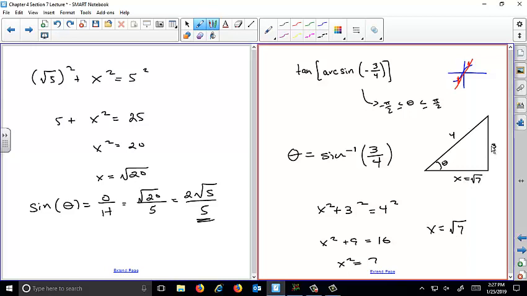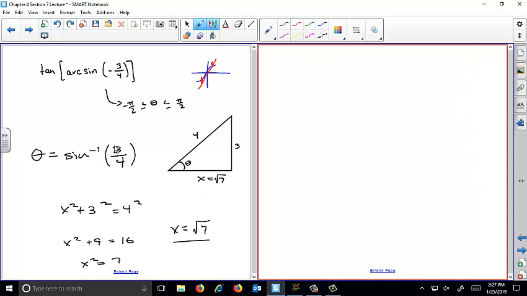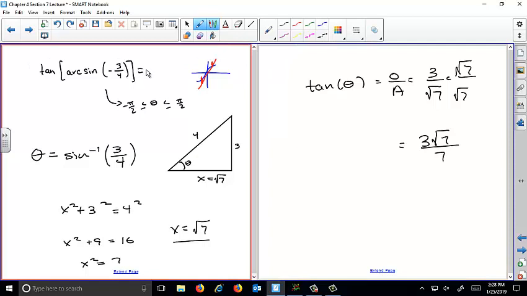3 squared plus the square root of 7 squared is 16. The square root of 16 is 4. So that's what that is. So if I want to take the tangent of theta now, now that I have all three sides defined as far as their length is concerned, the tangent of the angle theta is going to be the opposite over the adjacent, which is 3 divided by the square root of 7. When you multiply and divide by the square root of 7, you get 3 square root of 7 divided by 7.